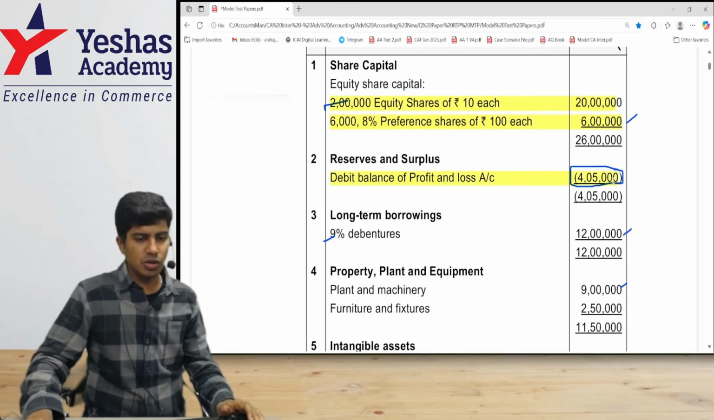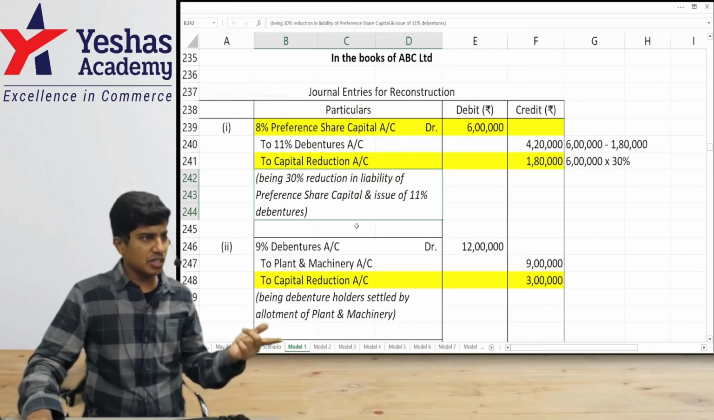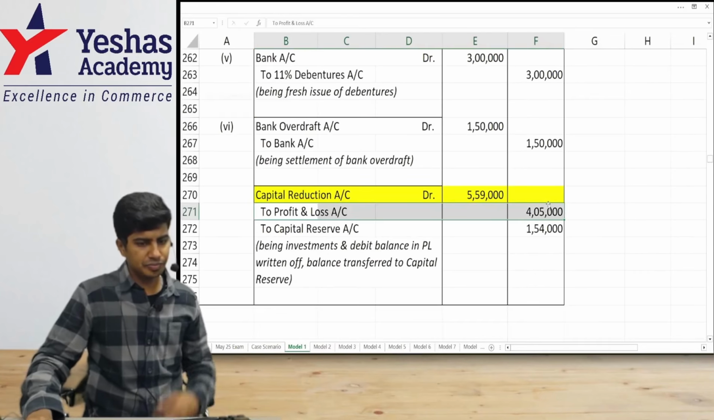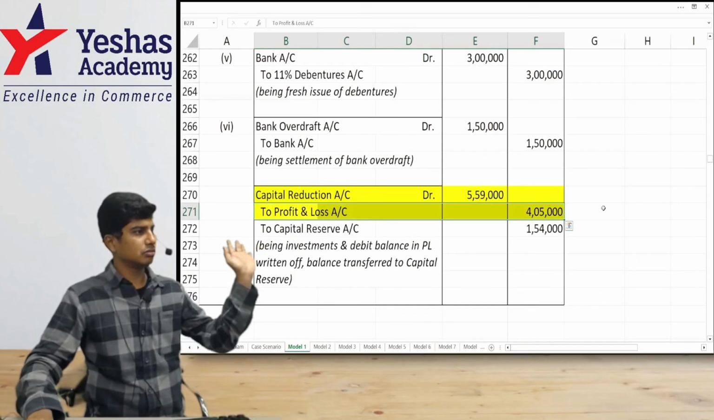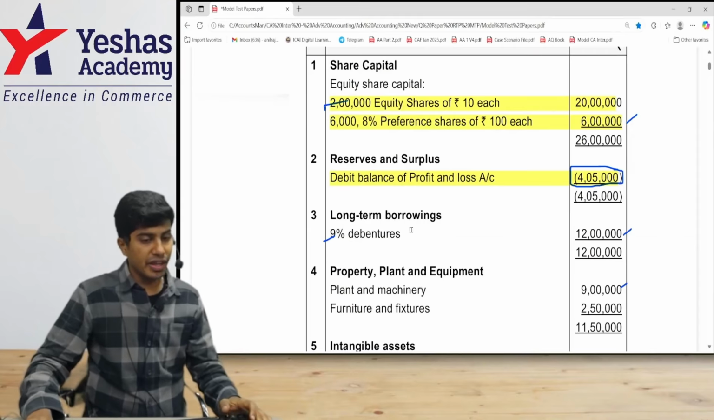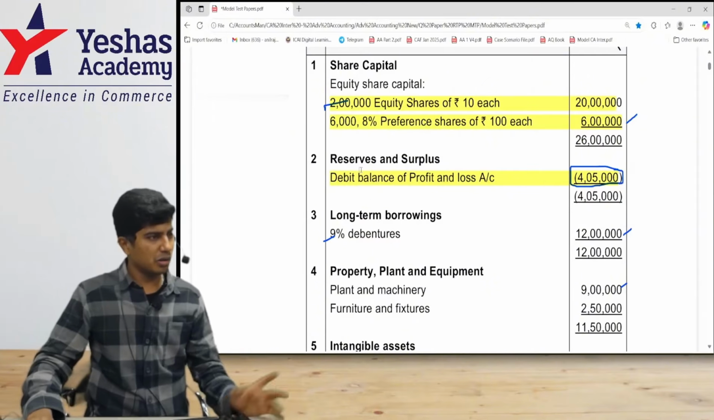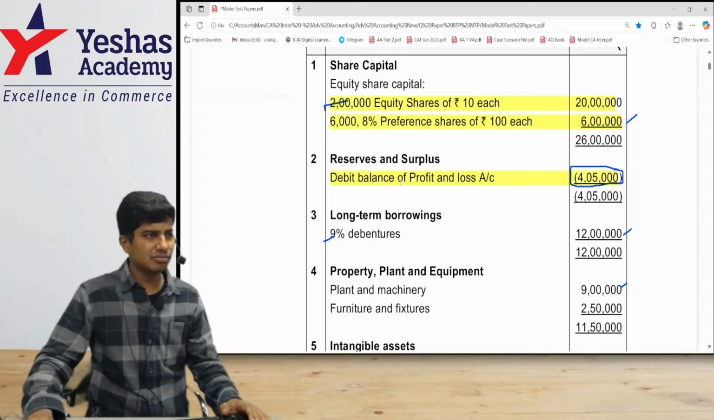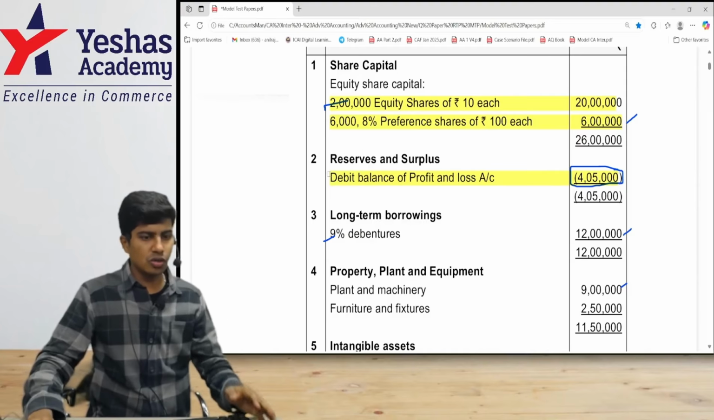Reserves and surplus. Here it was there 4 lakh 5. That was a debit item, no? Here we have credited it. See here 4 lakh 5. Gone. Isn't it? Yes. Then reserves and surplus is actually over, but some new reserves and surplus will come. Capital reserve. We will write it later. Yeah, we'll go in the notes to accounts order.